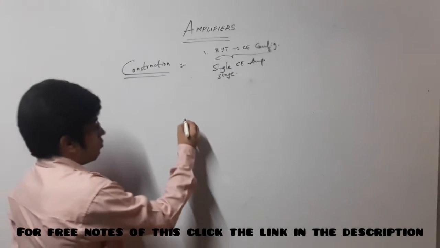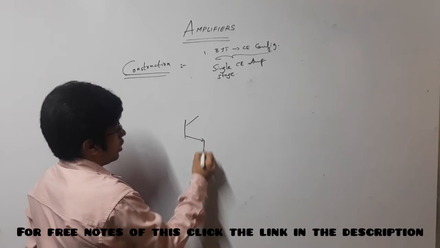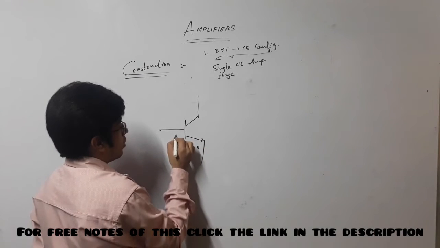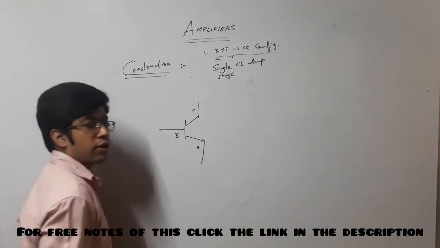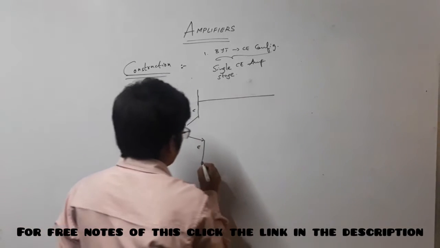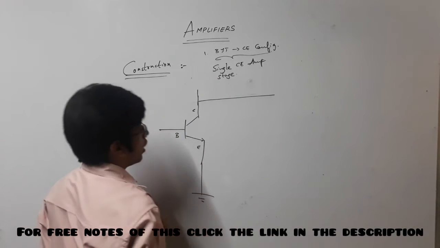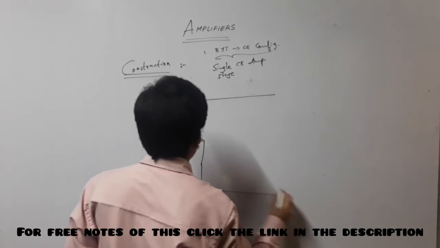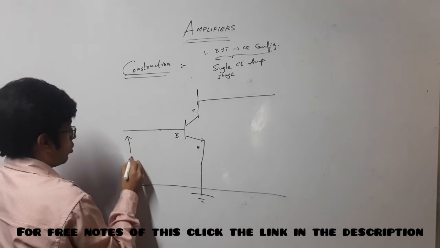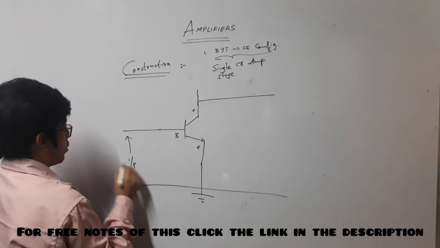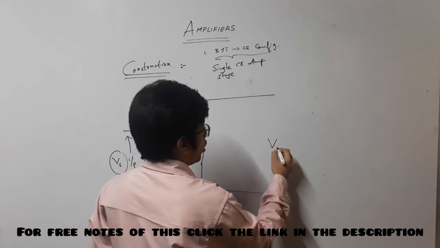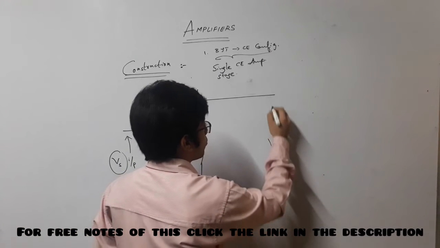Now first I will draw a BJT in common emitter configuration. This is our emitter, base and collector. From here, this will be a grounded part, as usual. This will be our input, that is input signal Vs. This will be our output voltage or output signal Vout.